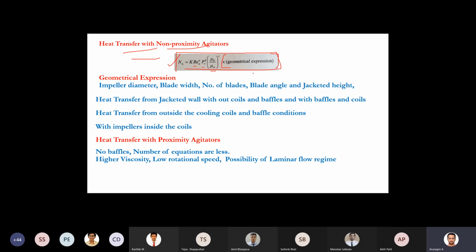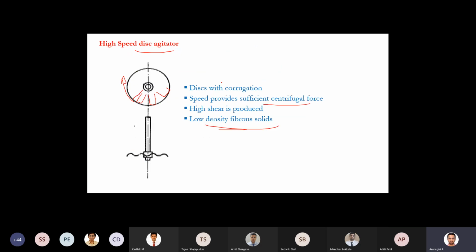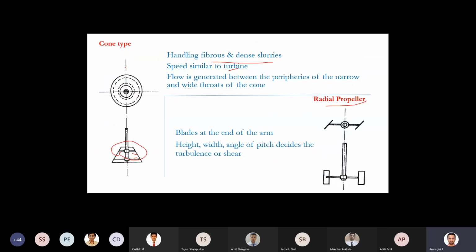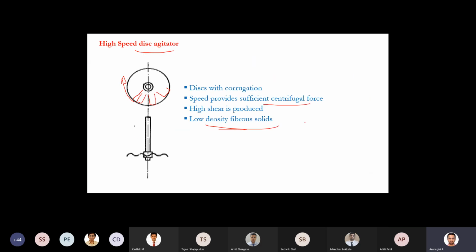Everything is expressed in terms of geometrical expressions wherever we use them. So there are no generalized correlations, or very few correlations are available for these cases. So case to case, it will vary. If you go for a high-speed disc agitator, then the correlation will be different. If you use a cone type, then again the dimensions of the system vary completely. If it is a radial propeller, again everything is different.